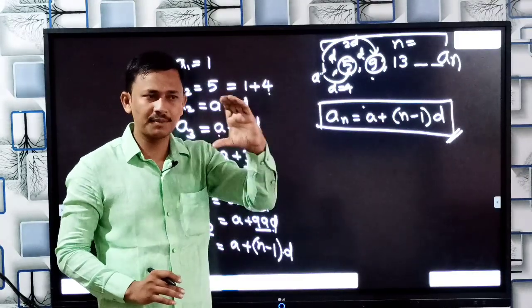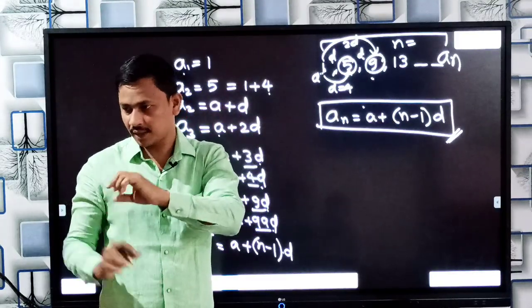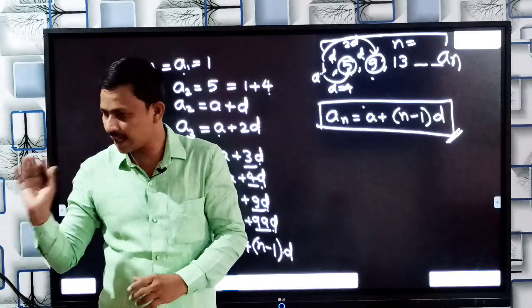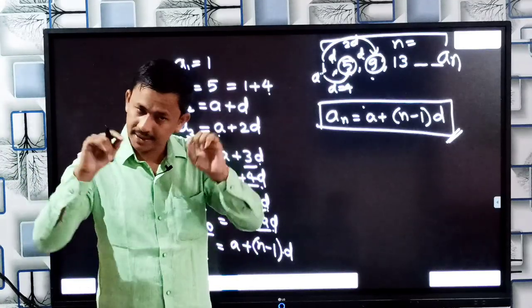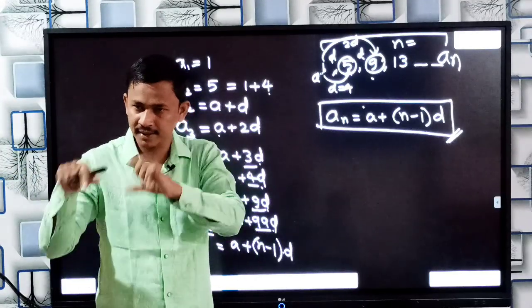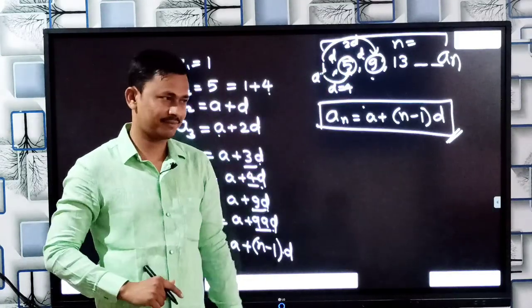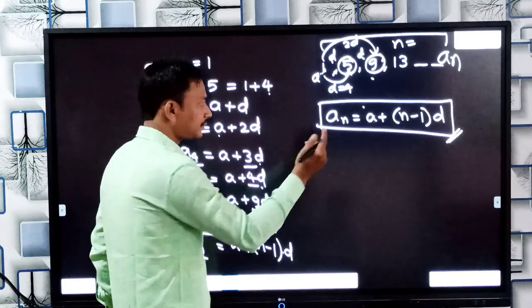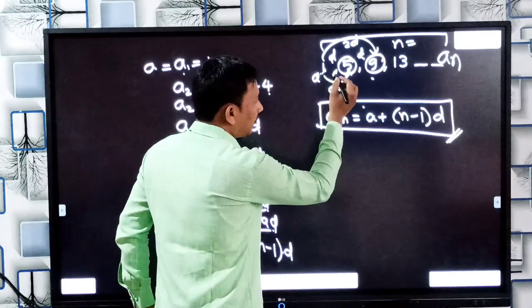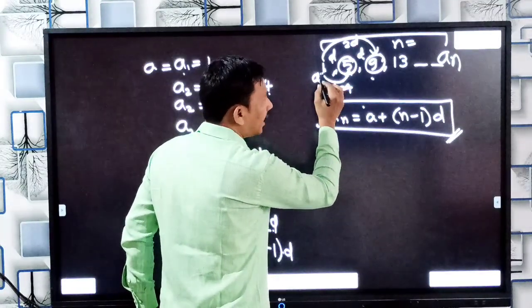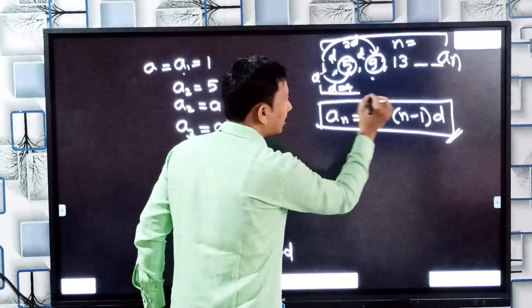Understood? The last term is called as what? an. The total number of terms is called as n. Total number n. Last term an. Understood? Okay. Then we need to form a general formula for this question.